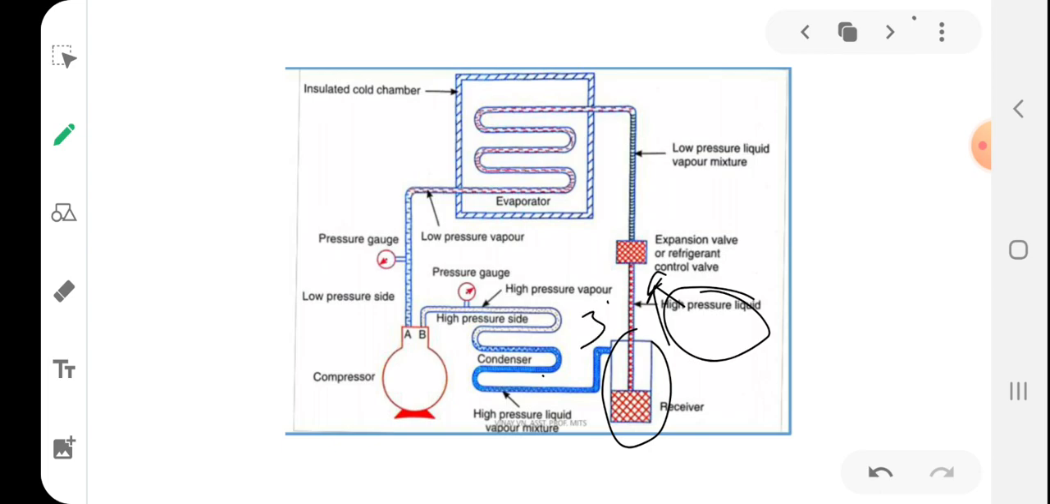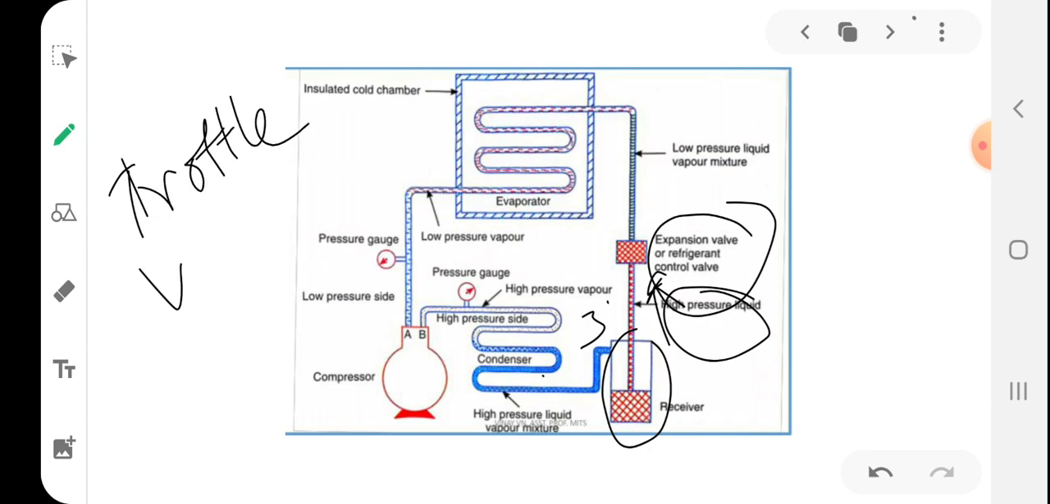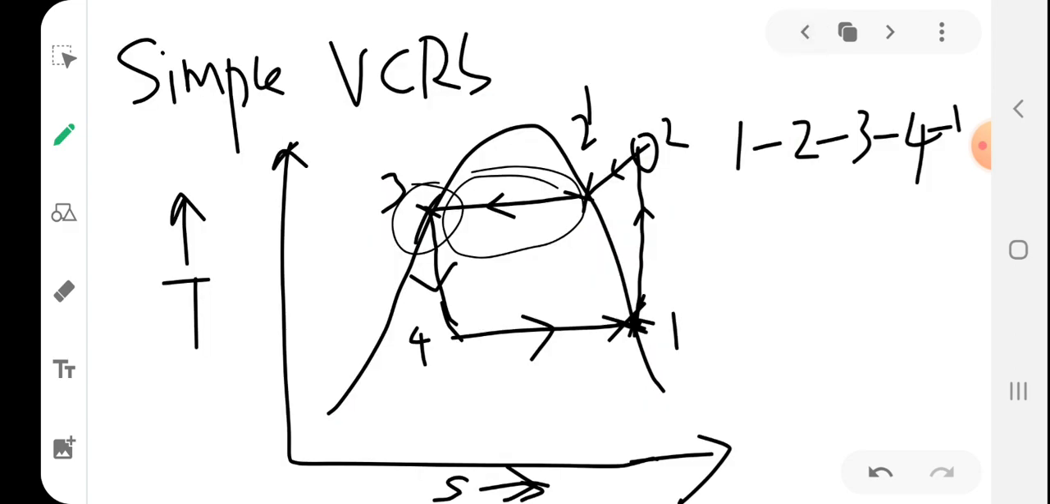Here it is 3. So the complete high pressure liquid is now passed through the expansion valve or refrigerant control valve. While passing through this expansion valve, what is happening? It is also known as the throttle valve. The throttle valve decreases the pressure. The function of the expansion valve is that it allows the liquid refrigerant under high pressure and temperature to pass at a controlled rate after reducing its temperature and pressure. So 3 to 4, it reaches state 4. What is happening? h equal to constant.